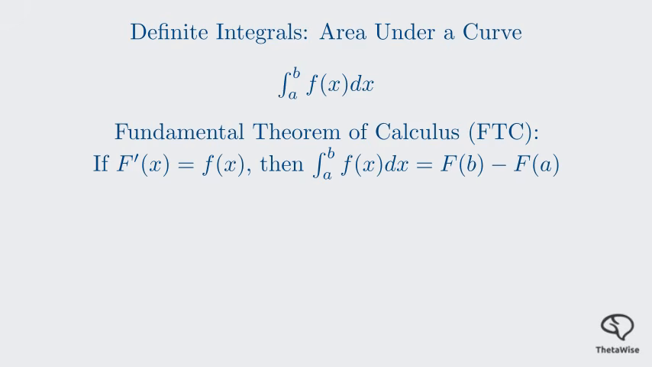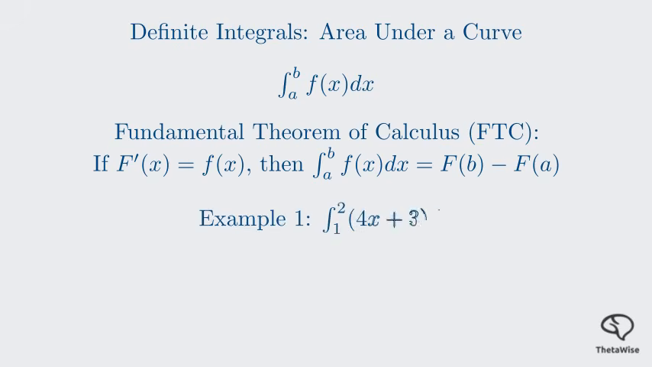It says that if F is any antiderivative of f, then the definite integral from a to b is just F of b minus F of a. In other words, you find the antiderivative, plug in the upper bound, and subtract the result of plugging in the lower bound. It's a game changer.